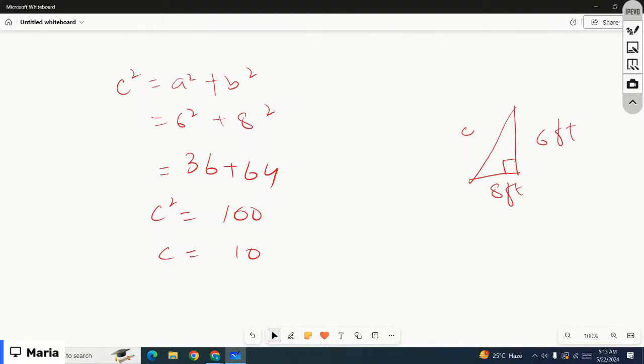So the correct option is C equals 10. Okay, the next example is, okay, the other one is, you have the given triangle, 12 meter and 16 meter. You need to calculate the value of C.